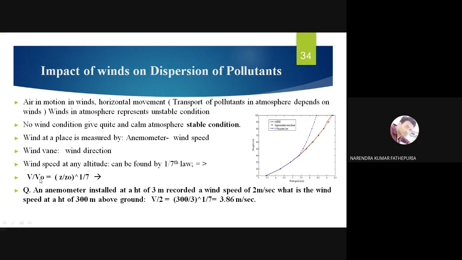Sometimes they ask in GATE questions. Suppose we have a couple of questions here. So this is the 1 by 7th law for measuring the wind speed with respect to altitude. Suppose an anemometer installed at a height of 3 meter recorded a wind speed of 2 meter per second. What is the wind speed at a height of 300 meter above the ground? Just use this equation. V by 2, velocities are given, equals height, altitude is given, 300 divided by 3, to the power 1 by 7. You will get roughly 3.86 meter per second. V you are getting it.